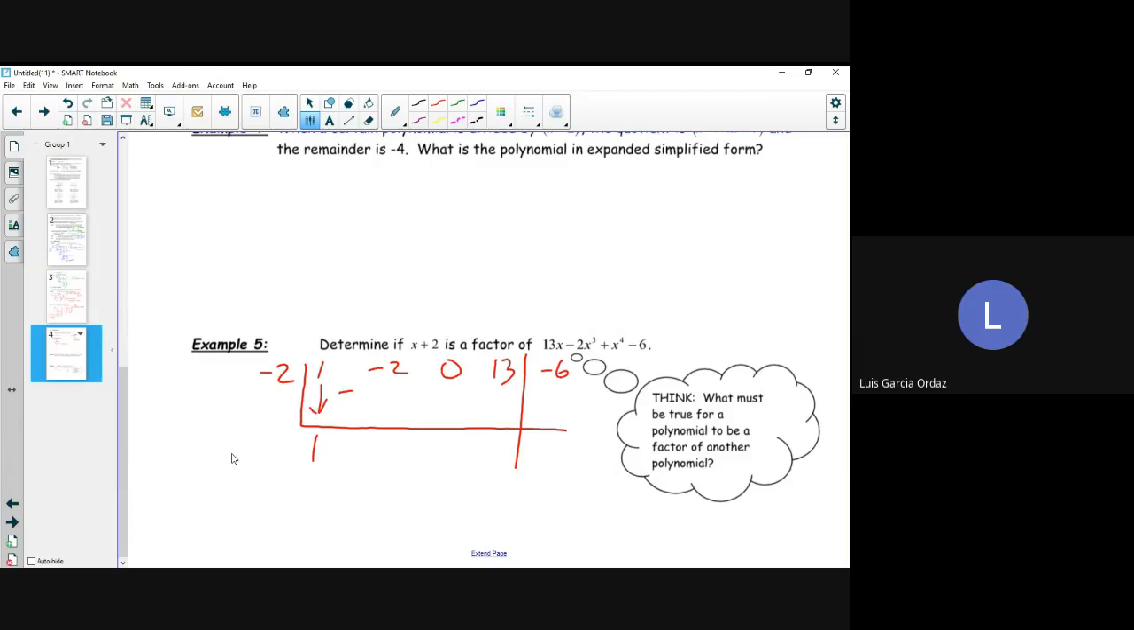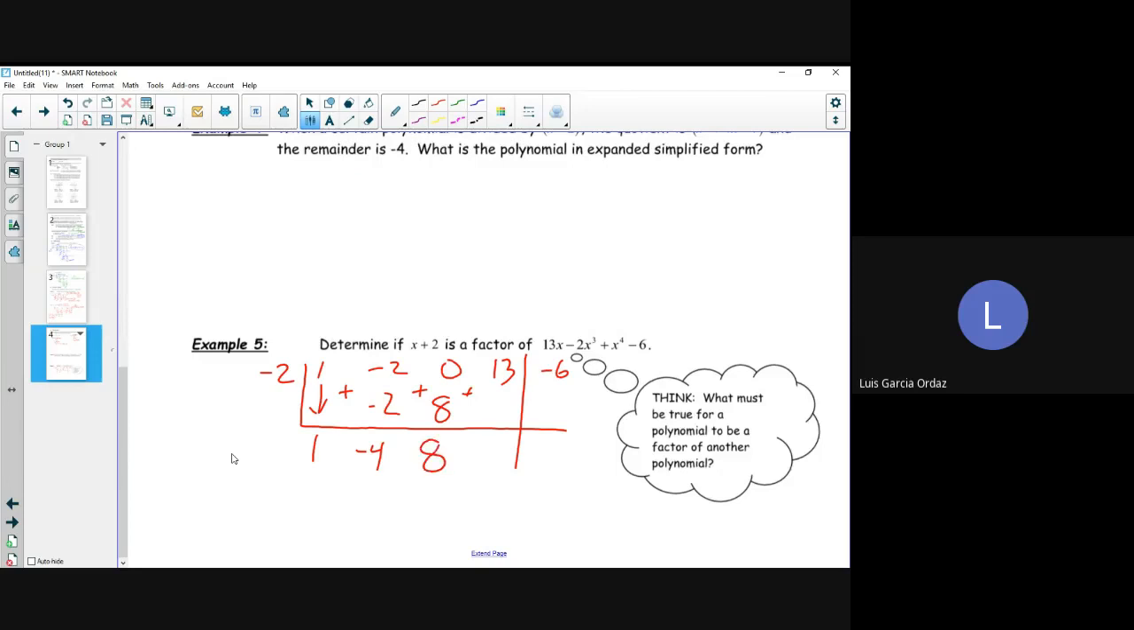What's 1 times negative 2? What's negative 2 plus negative 2? Negative 4. Oh, plus, yeah. What's negative 4 times negative 2? Negative 8. Wait, sorry, what? Negative 4 times negative 2. 8. Oh, positive 8. What's 0 plus 8?